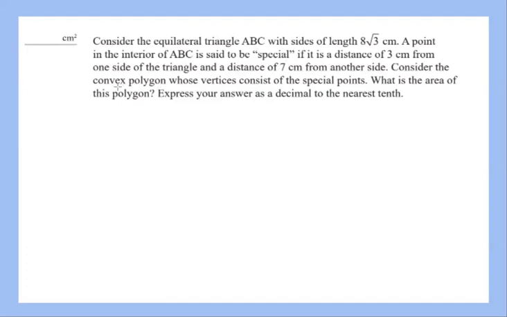Okay, consider the convex polygon whose vertices consist of all those special points. What is the area of this polygon? And we want to find the area to the nearest 10.